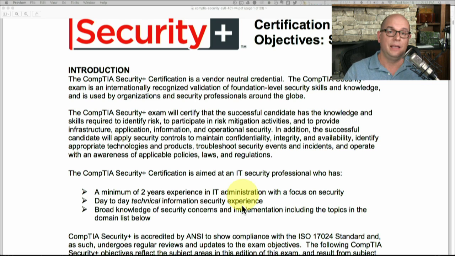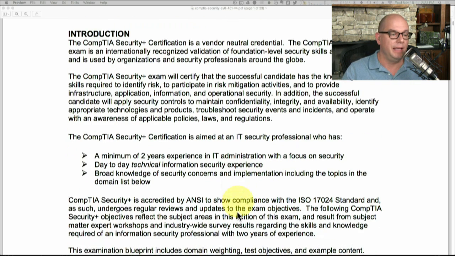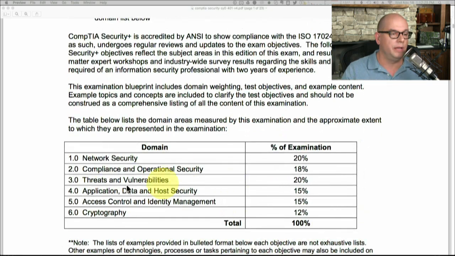That could be something as simple as configuring a group policy so that passwords are protected. I mean, that's security. And they expect that you have a broad knowledge of security concerns and implementation, including the topics in the domain list below, which include network security, compliance and operational security, threats and vulnerabilities, application, data and host security, access control and identity management, and cryptography. So quite a bit there to know.